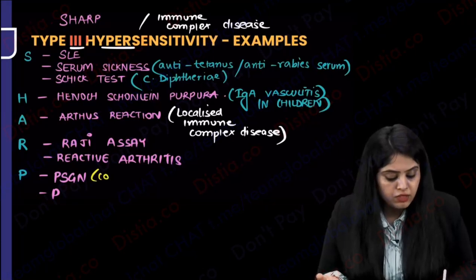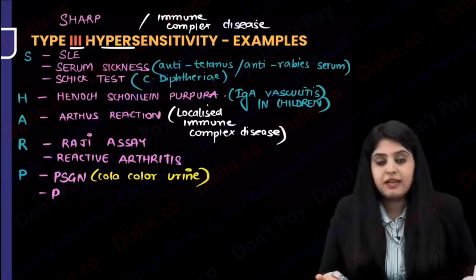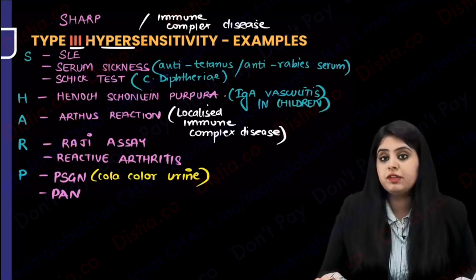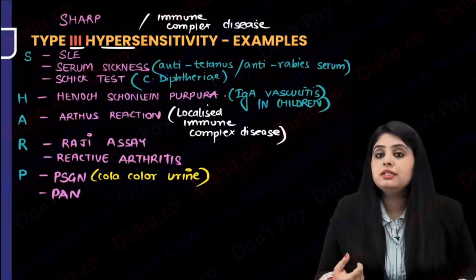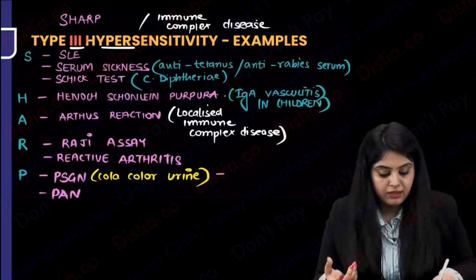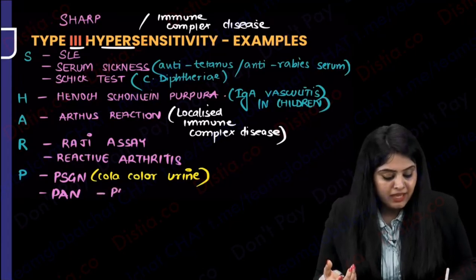What is the color of urine in post-streptococcal glomerulonephritis? It is the cola-colored urine. And finally, another P is a vasculitis known as polyarteritis nodosa. In fact, guys, please note, there is another P, where again a lot of confusion happens around that P. And that P is parasitic diseases.